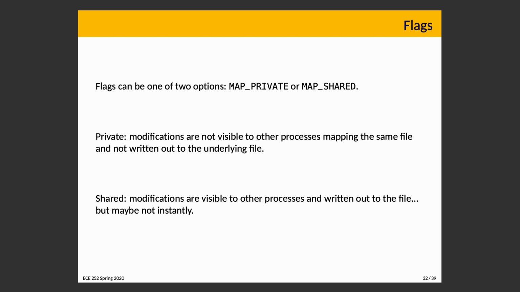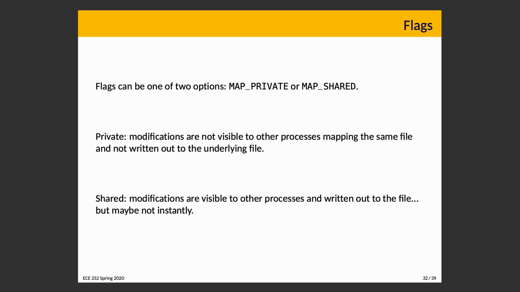If we choose shared, modifications are visible to other processes, and they will be written out to the file, but maybe not instantly. The system might choose to delay writes out to the file, basically for performance reasons. If it tried to update the file on disk every time you changed one byte, that would be very slow, because disks are slow and updating every single byte is kind of inefficient.